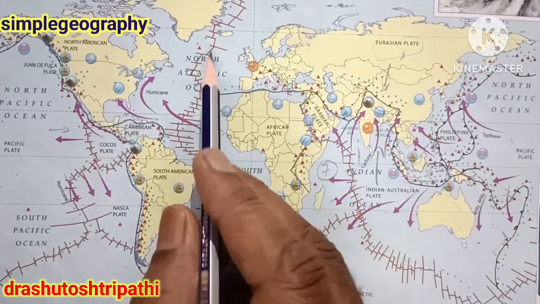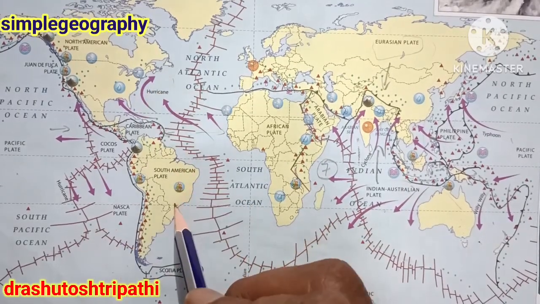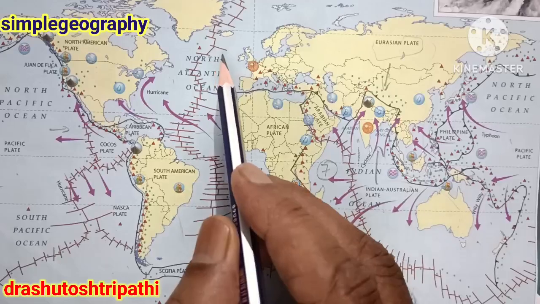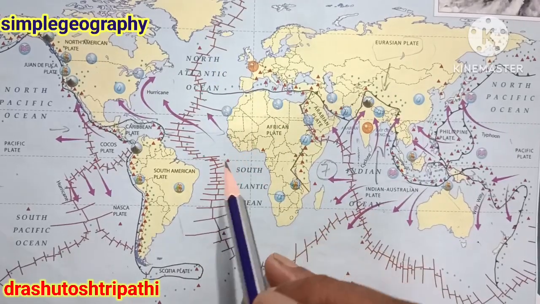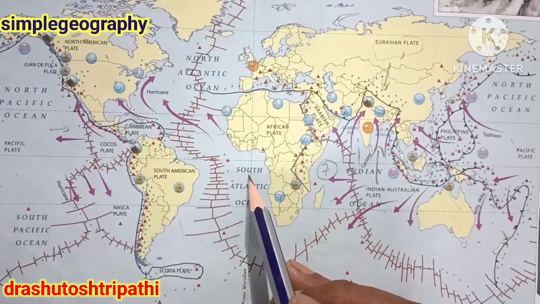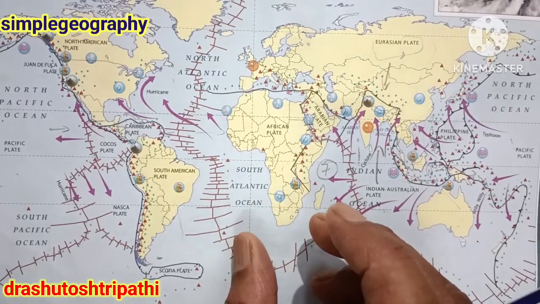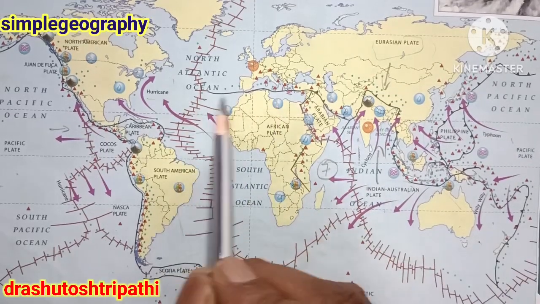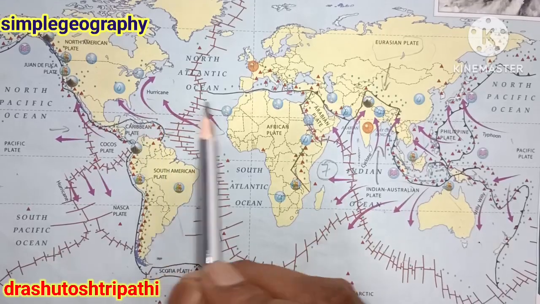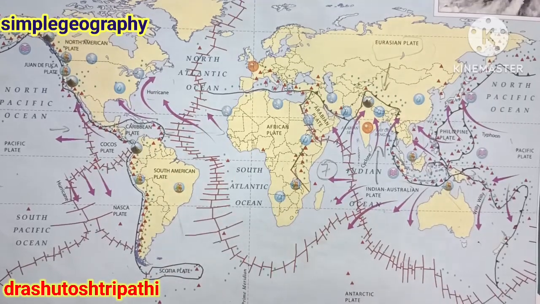Same as when this North American plate, South American plate, and African and Eurasian plate move against each other, frequent earthquakes come. So when there is a movement of plate, whether two plates collide with each other or whether two plates move against each other, there is a chance of earthquake.